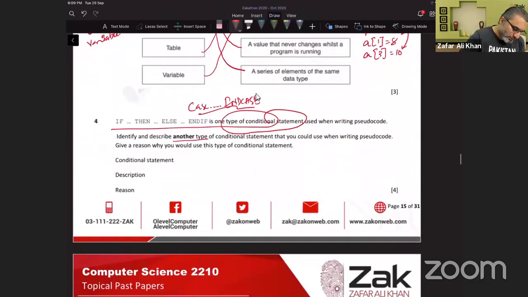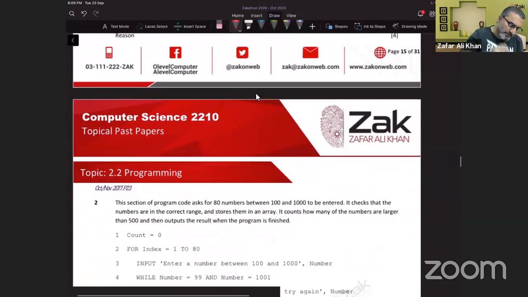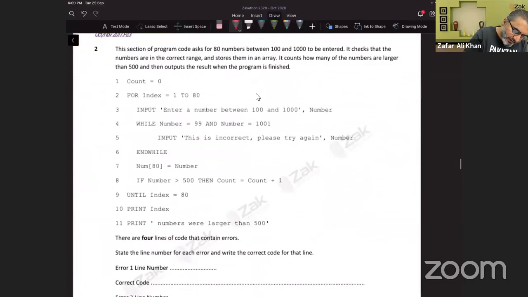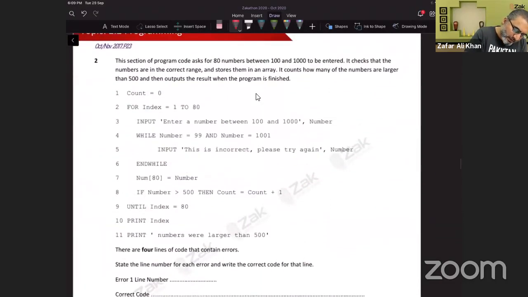This section of program code asks for 80 numbers greater than 100 and less than 1000 to be entered. It checks that the numbers are in the correct range and stores them in an array. It counts how many of the numbers are larger than 500, counting with decision, and then outputs the result when the program is finished. There are 4 errors. Count is equal to 0 is correct. For index is equal to 1 to 80. This is done.